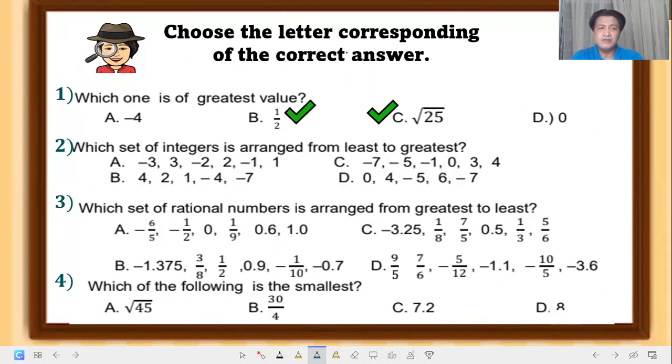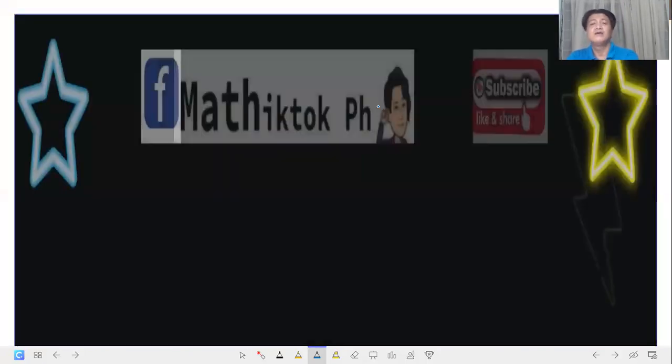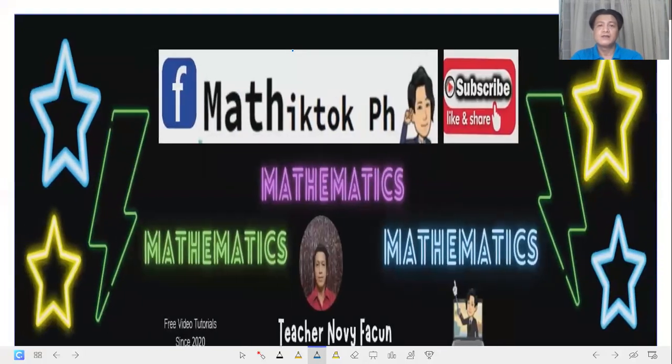And what about this, number 2? Which set of integers is arranged from least to greatest? That is letter C. Una yung titignan, di ba? Mas malayo yung -7 sa 0. Kaya that is least to greatest. And then what about this? Which set of numbers is arranged from the greatest to least? That is letter D. And we have this number 4. Which of the following is the smallest value? That is, okay, so I hope you learned something, and we'll see you next meeting.